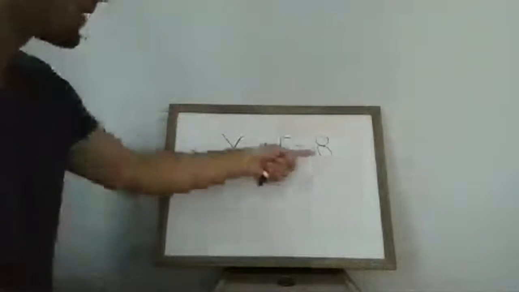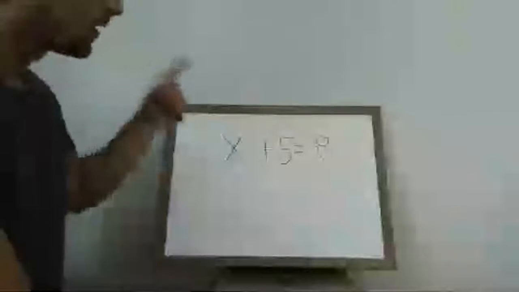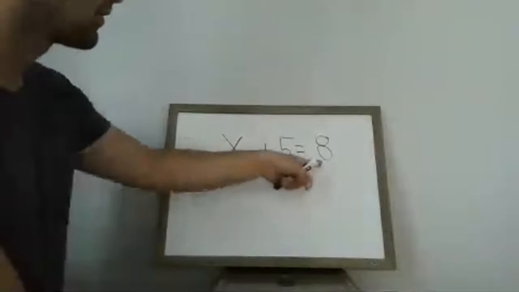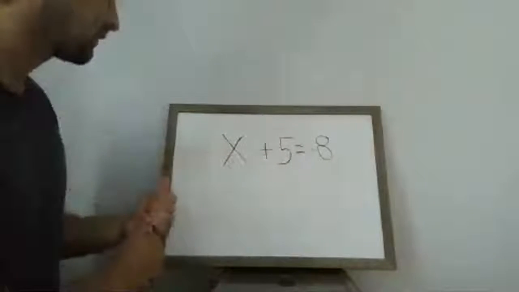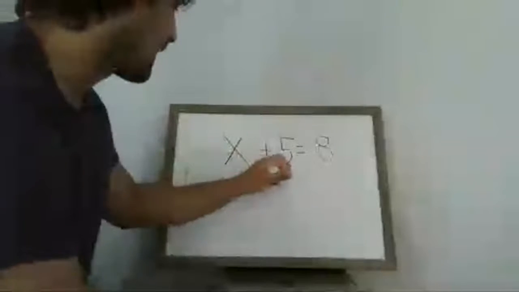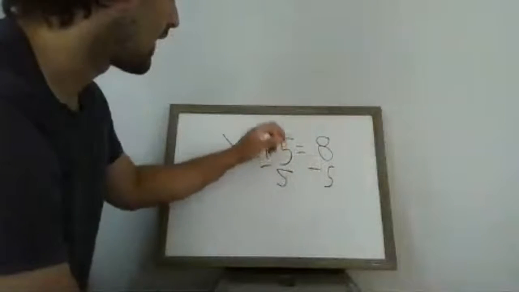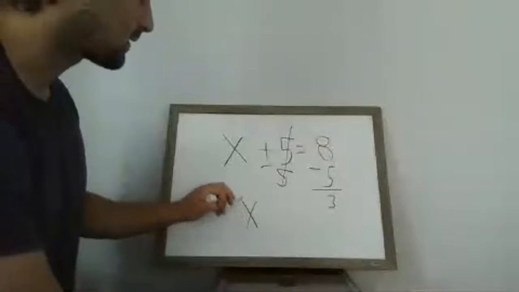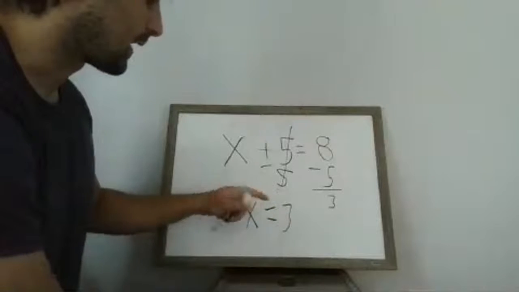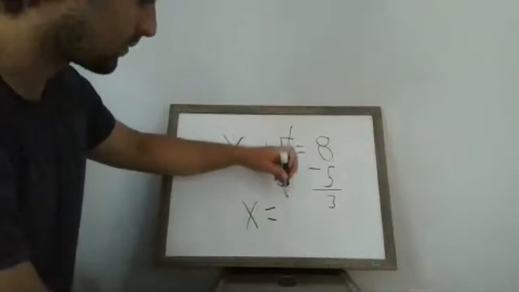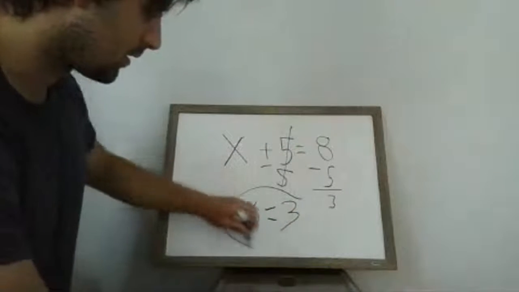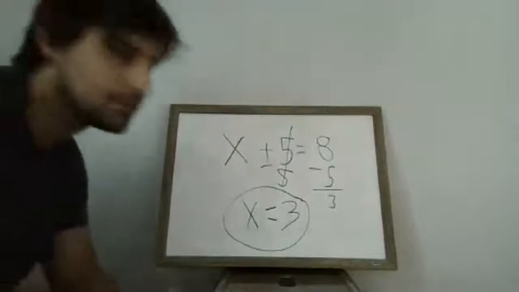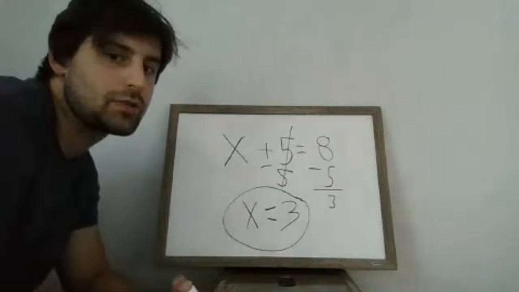X plus 5 equals 8. So whatever the operation is, since the operation's addition, in order to get the plus 5 on the other side of the equal sign, we have to subtract. So minus 5, the 5 cancels out here. 8 minus 5 equals 3. So x equals 3. Let me make my 3's a little bit neater. There we go. All right. X equals 3.